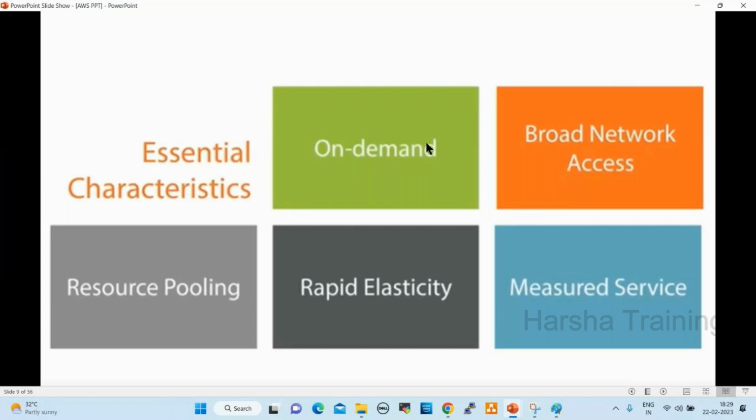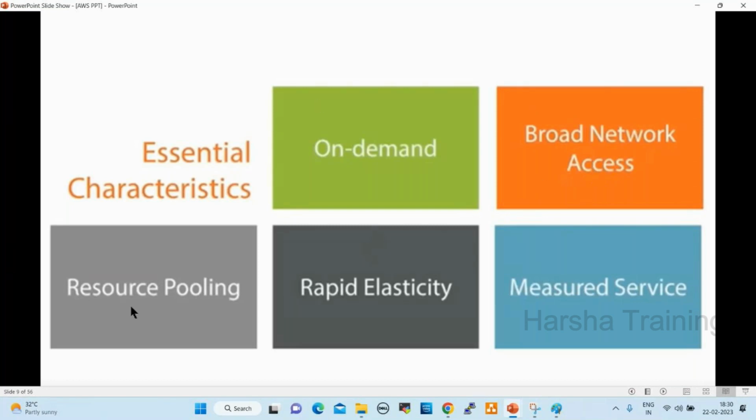Next one, broad network access. What is this? Whatever servers we are using in cloud, AWS, we can access those servers from anywhere, from your home, from your office, from anywhere. Which is nothing but broad network access.